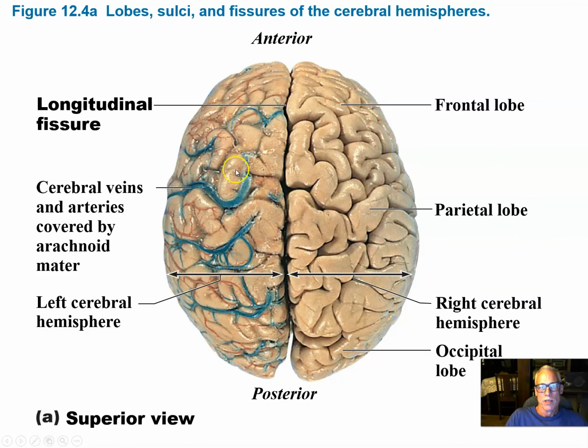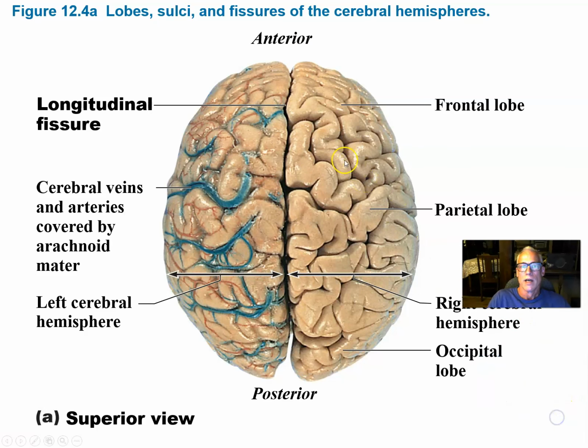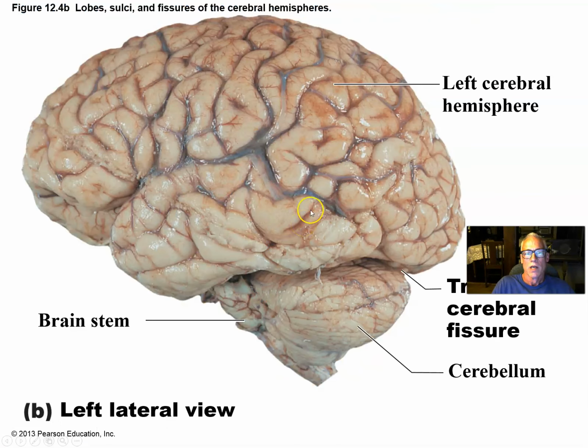The cerebrum has two structurally symmetrical hemispheres, and they're separated by a very deep fissure, a space in between those hemispheres. Here we can see the structures of the lateral view of the left hemisphere of the cerebrum, as well as the cerebellum and parts of the brain stem.